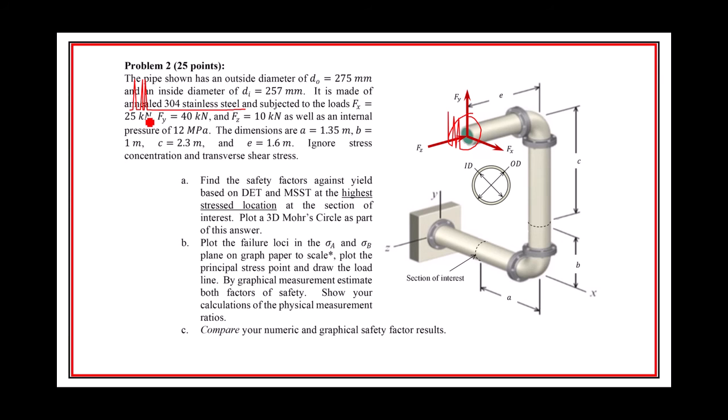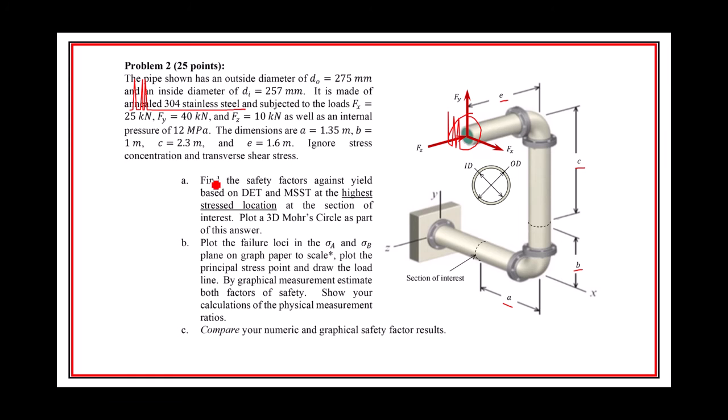And we have loads of 25 kilonewtons in the X direction, 40 kilonewtons in the Y direction, and 10 kilonewtons in the Z direction. And it's got an internal pressure of 12 megapascals. The dimensions are 1.3 meters, 1.35 meters. B is 1 meter. C is, what is C? C is 2.3 meters, so it's a total of 3.3 right there. And then E is 1.6 meters.